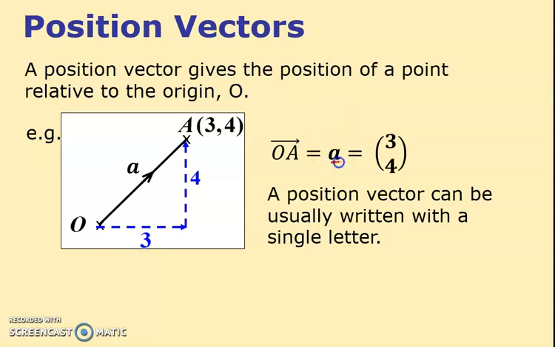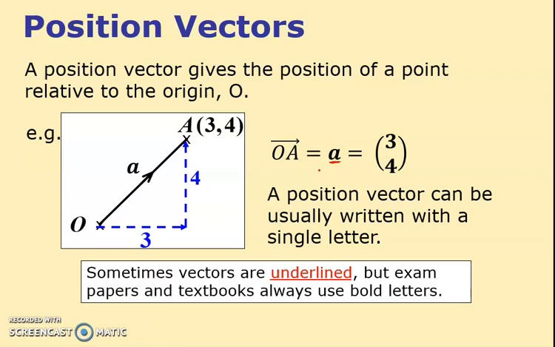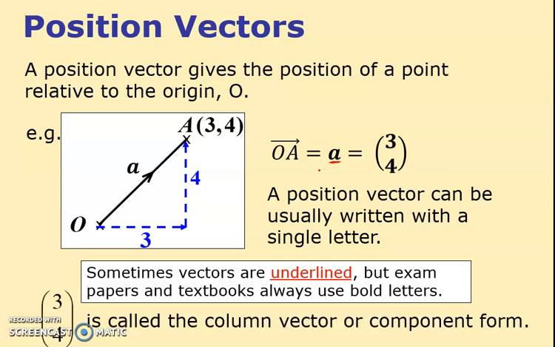There again, that is very often underlined, but often in textbooks and in exams they don't write it. So if I'm writing a vector, I will very often put a with a line underneath, but these days no one really minds if you do or if you don't. If you underline, fine, but exams, papers and textbooks don't, so they just put them in bold. They make them stand out in bold. So 3, 4, by the way, is called a column vector or component form, but we've seen those before as well, so that's no great difference to what we're used to.